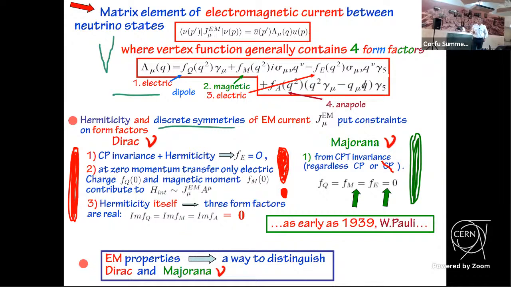So, from hermiticity and the behavior of the electromagnetic current under discrete symmetry transformations, we can further specify the electromagnetic properties of neutrinos. And here we come to the conclusion that Dirac and Majorana neutrinos exhibit quite different electromagnetic properties. In particular, for the Majorana case, from CPT invariance, it follows that only 1 of the 4 form factors can be non-zero. And this observation dates to 1939, to Wolfgang Pauli. So here we conclude that in principle, the study of neutrino electromagnetic properties can be used as a tool for distinguishing the nature of neutrinos, whether it is a Dirac or Majorana particle.